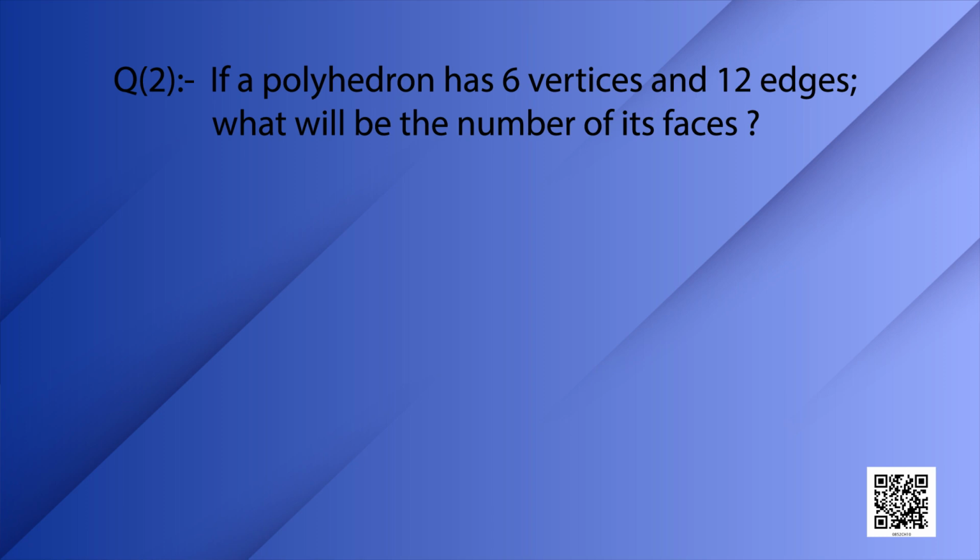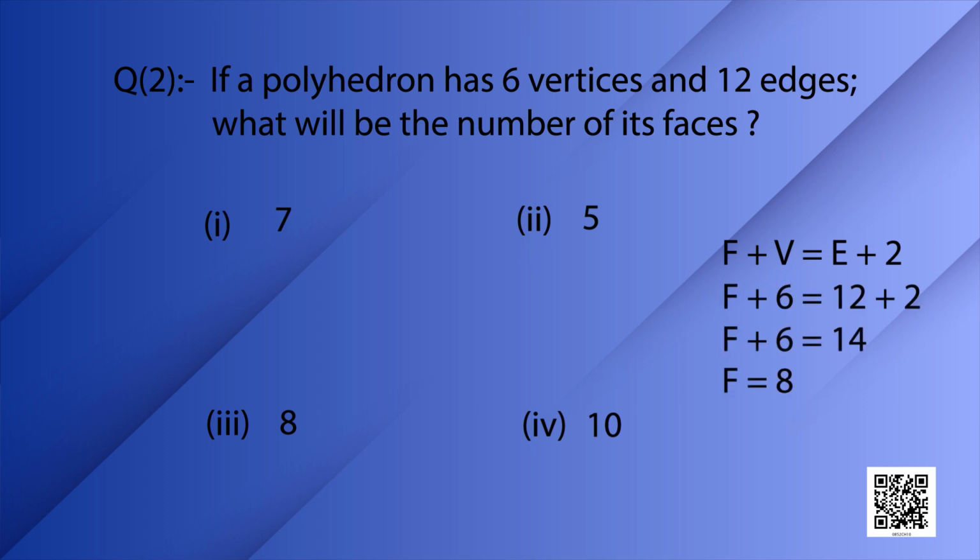Question number 2. If a polyhedron has 6 vertices and 12 edges, what will be the number of its faces? You have 4 options: 7, 5, 8, 10. So what will be the number of its faces? Children, you can find this with the help of Euler's formula, which says that F plus V is equal to E plus 2. So what do you find? You will find that F, that is number of faces, is 8.